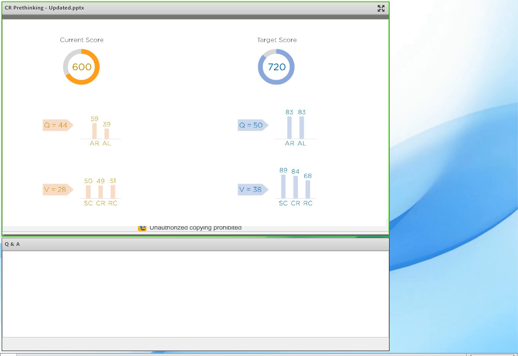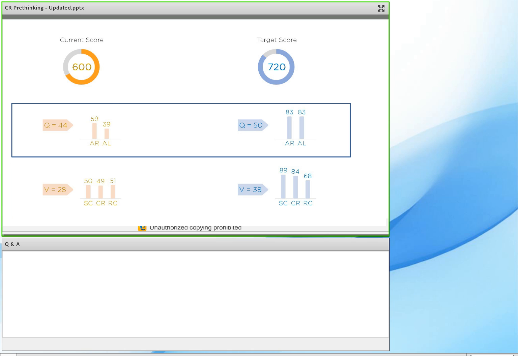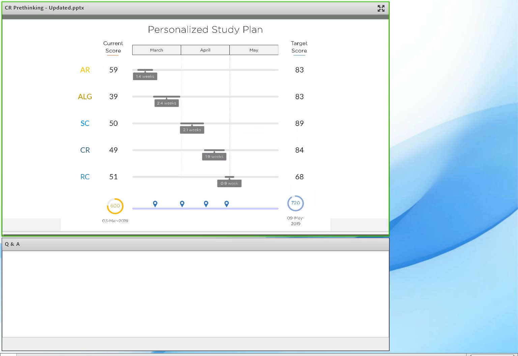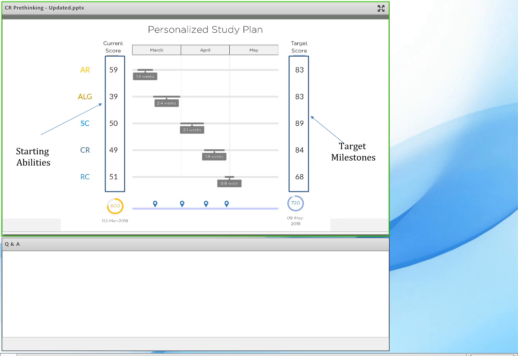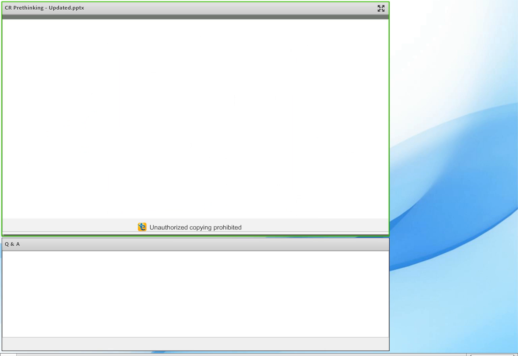Not only that, this utility also creates a study sequence with an approximate amount of time that you need to spend on various steps in that sequence. Here's that sequence. You can really see on the left you have your starting abilities, on the right you have your target milestones, and then you also see how much time per subsection is needed. So for example, in arithmetic you need to spend about 1.4 weeks to go from 59 percentile to 83rd percentile. Similarly, in sentence correction you need about 2.1 weeks to go from the 50th to the 90th percentile, and so on and so forth.